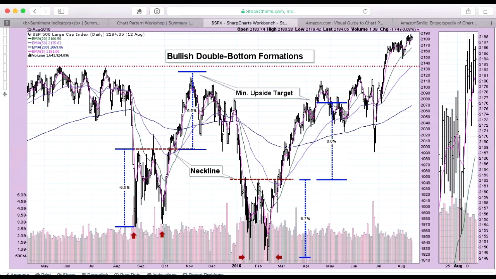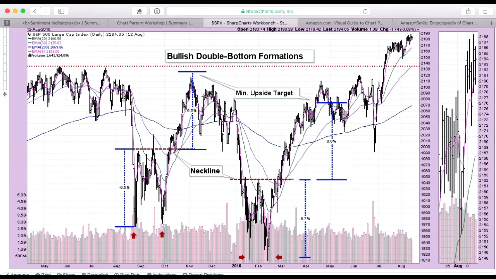So here are the double bottoms, and you can measure upside targets. Here is the length of the pattern. I just added it to the top of the pattern, and that brought us our minimum upside target. And we almost reached it. That was a pretty good execution of that pattern.